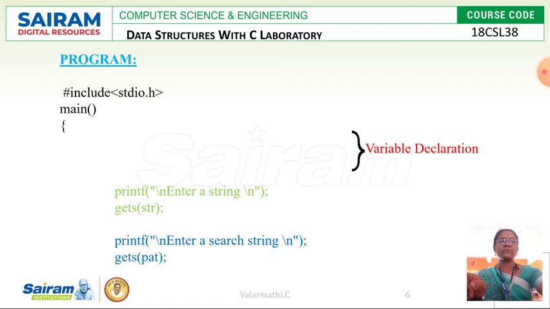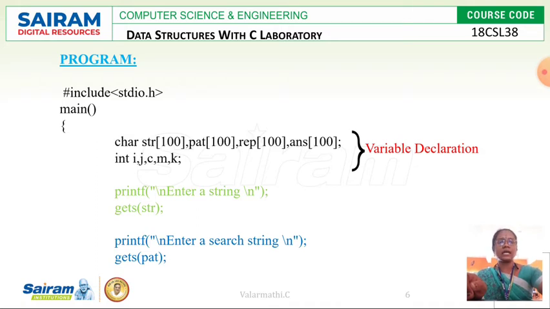After main starts, we need to declare the variables required for our program. What are those? char str of 100, comma, pattern string and replacement string and answer string. Here the string, pattern string and replacement string are the three input strings, and finally we are going to display our output as the answer string. All those character arrays are declared with the size of 100 here.